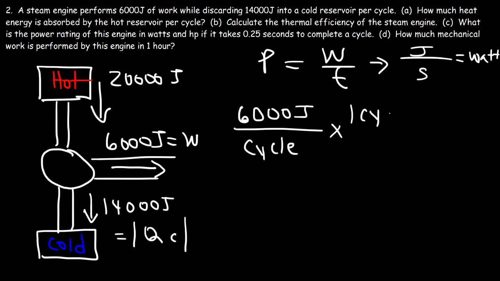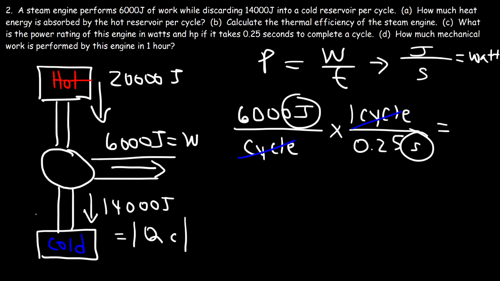Now, it takes 0.25 seconds for 1 cycle to be completed. So if we set up this way, notice that the unit cycles will cancel, and this is going to give us the unit joules per second, which is equivalent to a watt. So it's 6,000 joules divided by 0.25 seconds. So the power rating is 24,000 watts. So that's the first answer to part C.